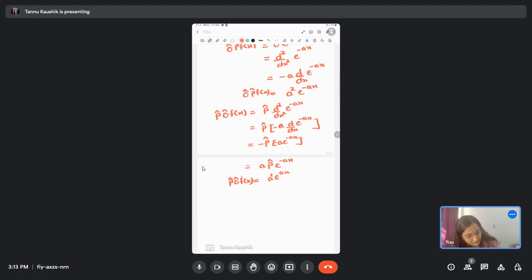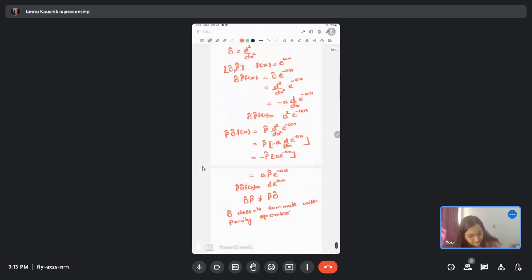So this is showing that P of fx, that is OP, is not equal to PO. That is, this operator O doesn't commute with the parity operator.